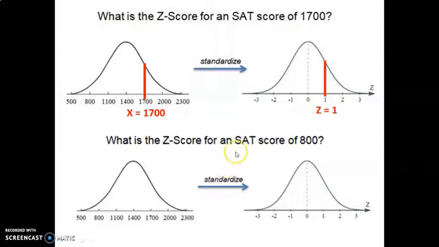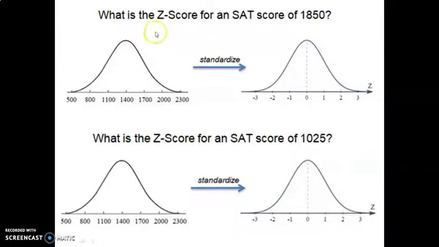How about this one? What if we have an SAT score of 800? Think about where 800 is on here, and then can we give a z-score that matches that? Well, 800 is here, which is exactly 2 standard deviations back from the mean. So our z-score will be right here, -2. Those are easy ones to start, right? Data isn't always exactly on these standard deviation values, but in this case it was, so it's easy to get the z-score. So we're standardizing, that's easy, right?